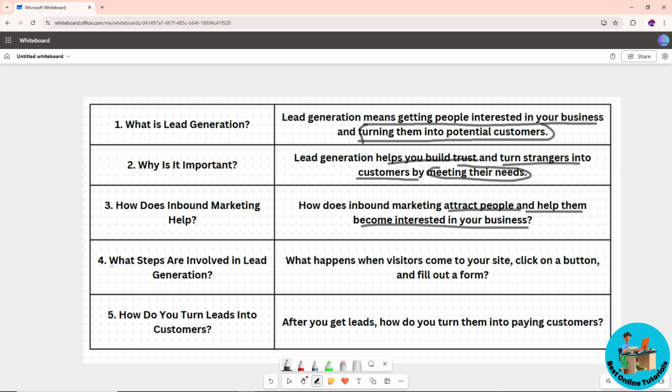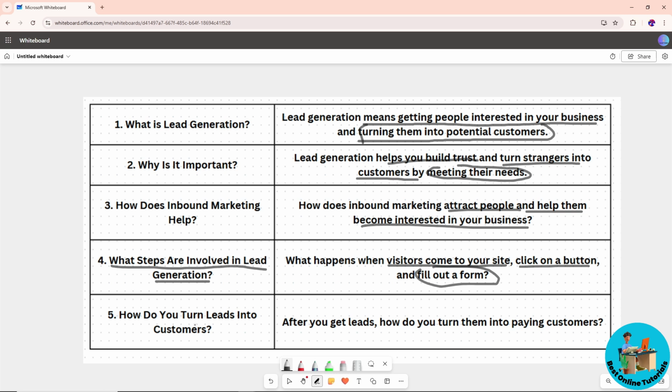And next one is what steps are involved in lead generation. So guys, lead generation can happen when visitors come to your site, or if they click on a button, or if they fill out a form, and that means it is a lead generation.